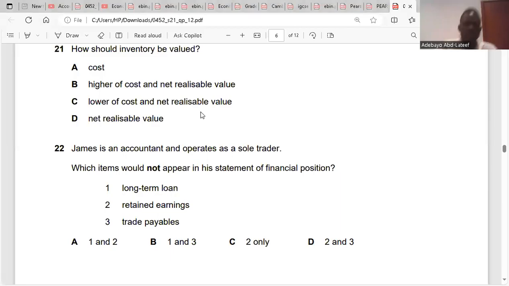So go to question 21, May, June 2021. Accounting. They said, how should inventory be valued? You're talking about inventory, right?